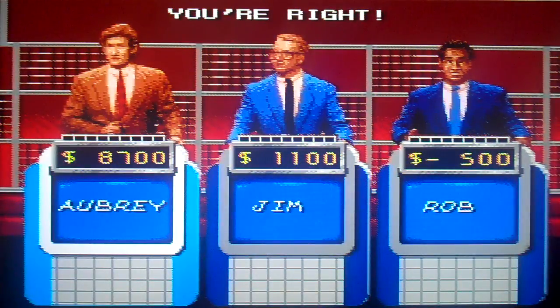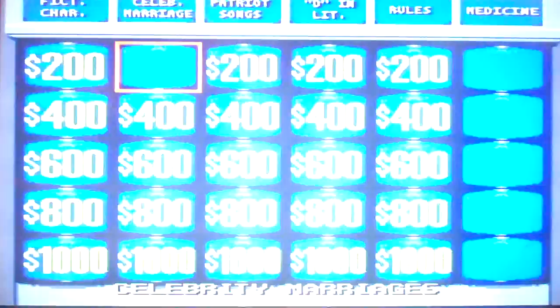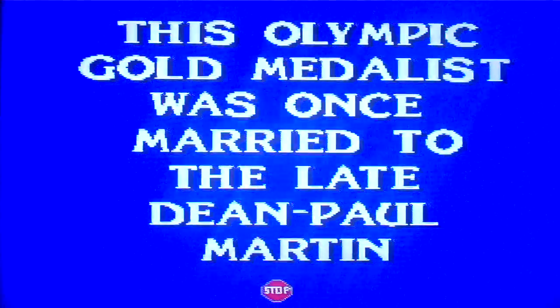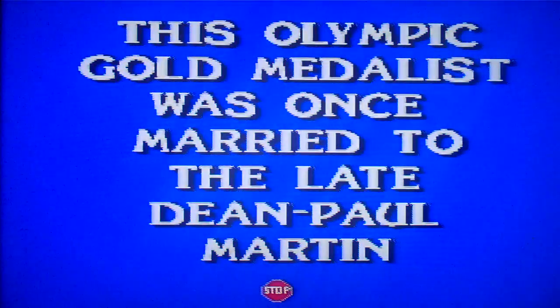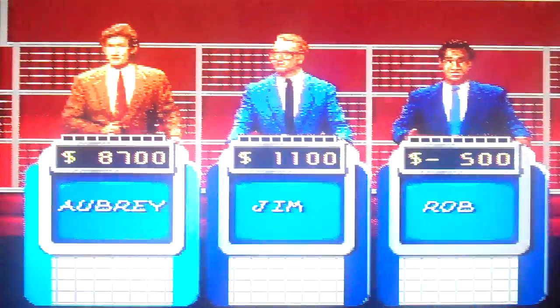I'll take celebrity marriages for 400. The answer is: This Olympic gold medalist was once married to the late Dean Paul Martin. Who is Dorothy Hamill?